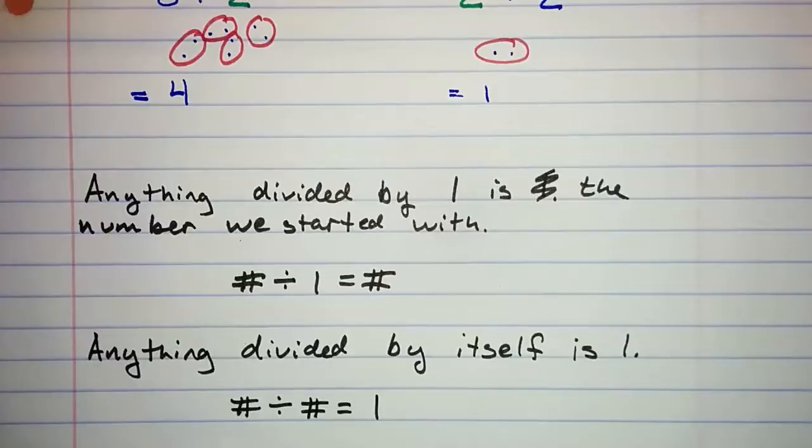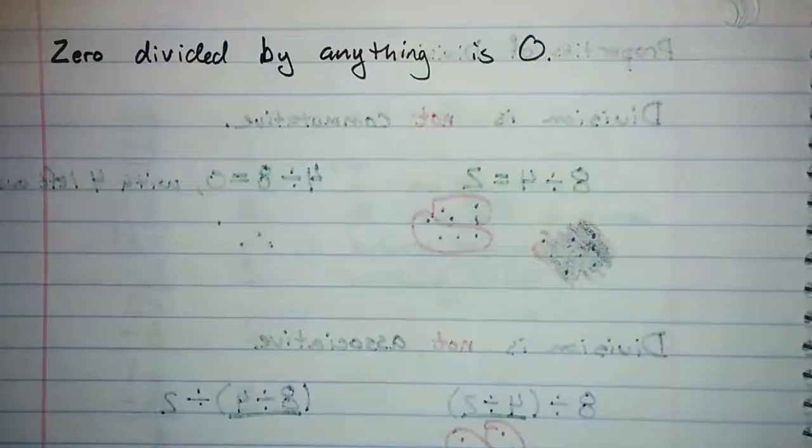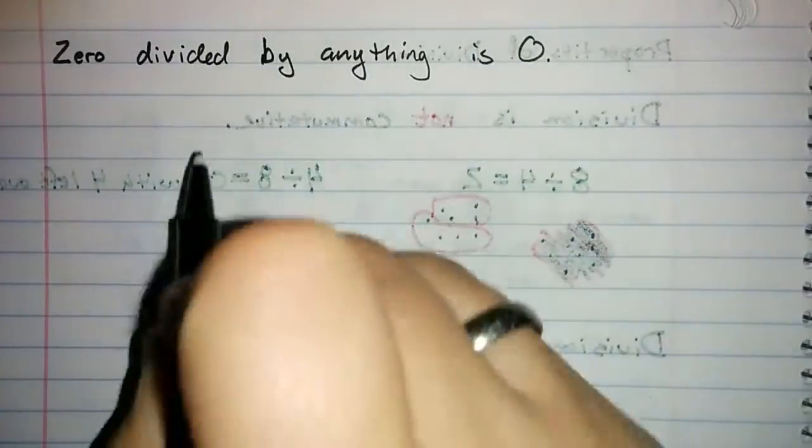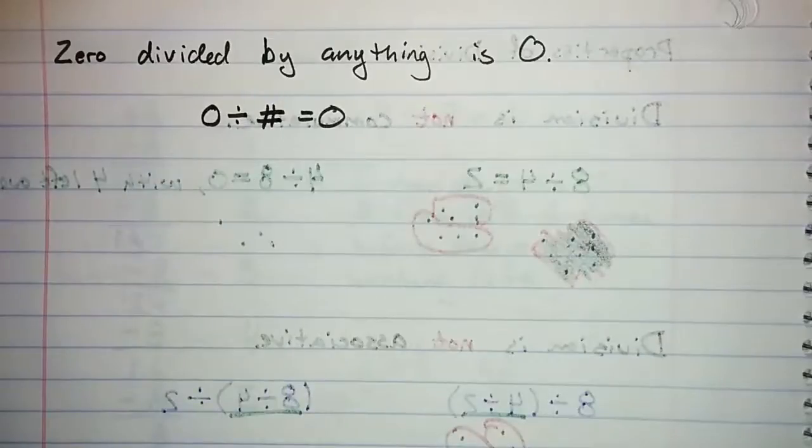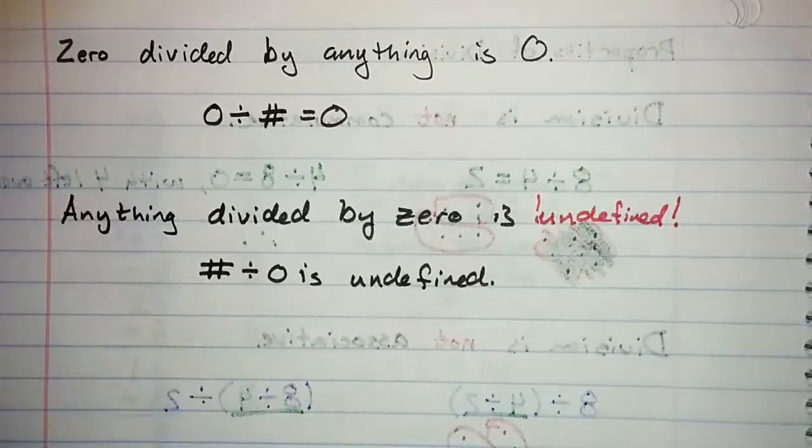Division also has some interesting properties related to 0. The first one is nice. 0 divided by anything is 0. If I have no things, how many groups can I make? Well, I can't make any groups, no matter how small they are or how big they are. The second property relating to 0 is not so nice. Anything divided by 0 is undefined.